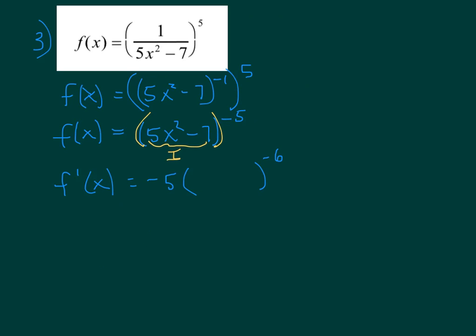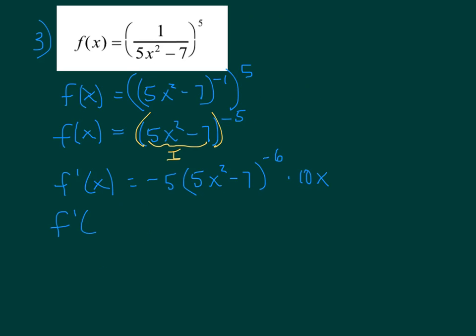So notice what I did here. The parentheses is like your x, if you will. Okay, but we're going to keep what's inside the parentheses. And now we have to take the times the derivative of the inside. So the derivative of 5x squared minus 7 would just be 10x.